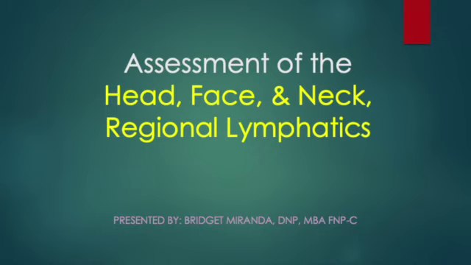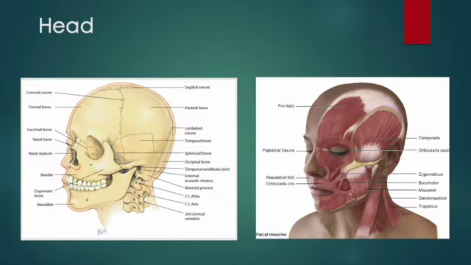This presentation will be on the assessment of the head, face, neck, and the regional lymphatics. First, we'll review the structure of the head itself, reminding us that the skull is this rigid, bony box that protects the brain and all the special sense organs underneath. It also includes the bones of the cranium and the bones of the face.